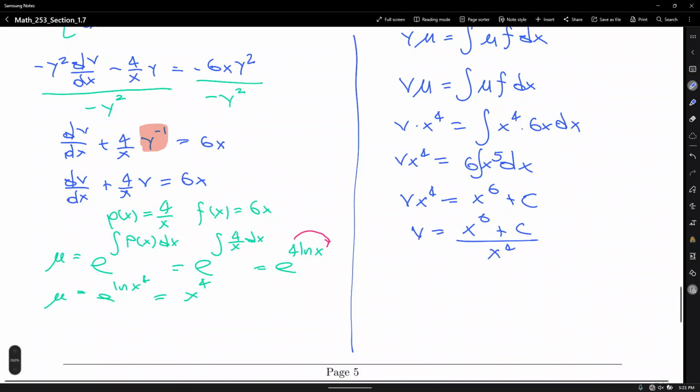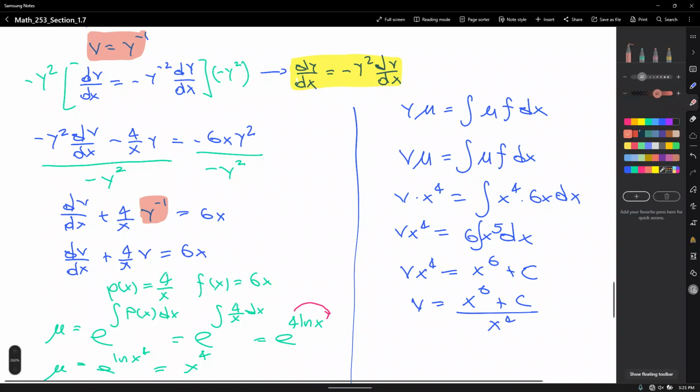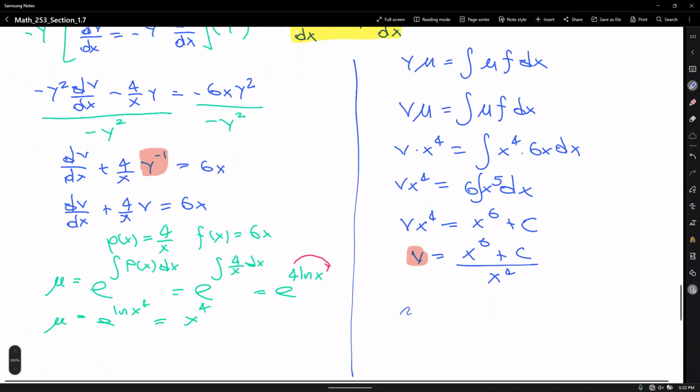However, this is the solution to the differential equation in the variable v. Our dependent variable is actually y, not v. That's where we go back to the same substitution we set at the beginning. So this is the same as saying 1 over y to the negative 1, which is x to the 6th plus c over x to the 4th.